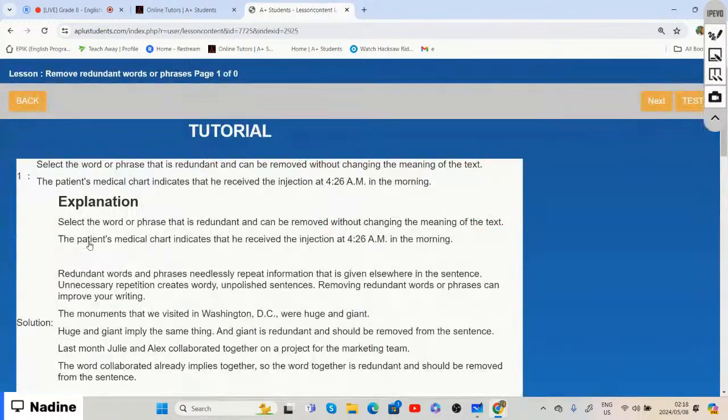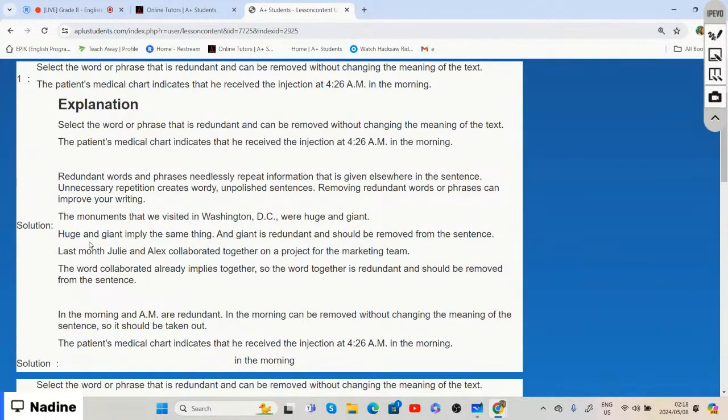So we remove redundant words or phrases. Once again, redundant words and phrases repeat information that is given elsewhere within a sentence. Unnecessary repetition creates wordy and unpolished sentences, and removing redundant words or phrases can improve your writing.